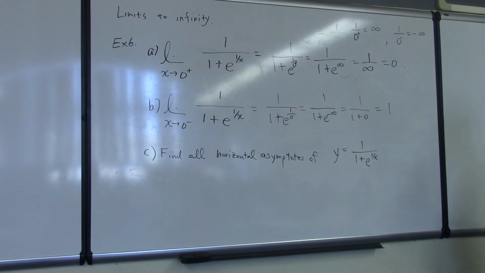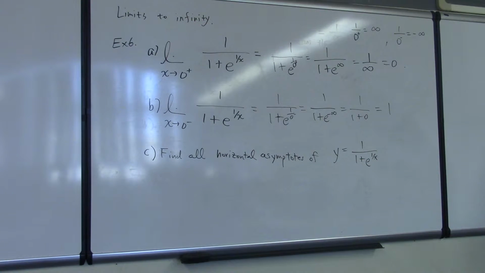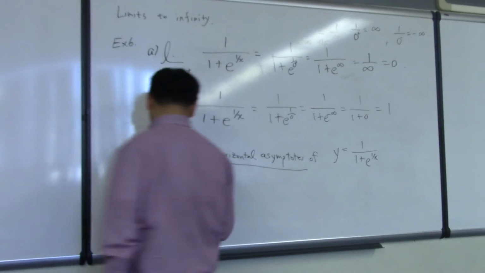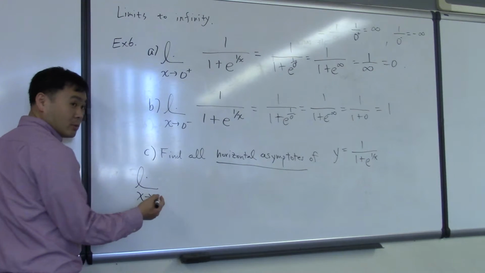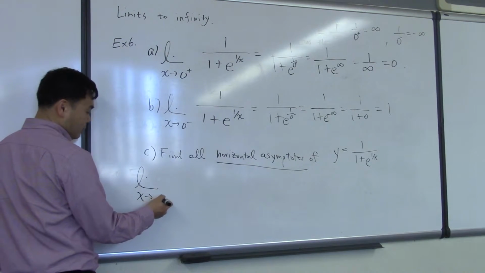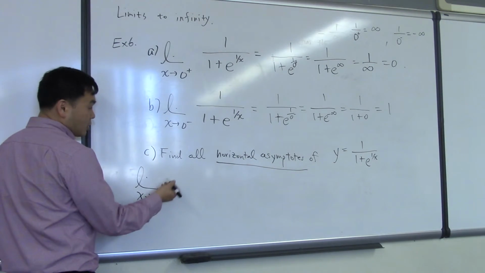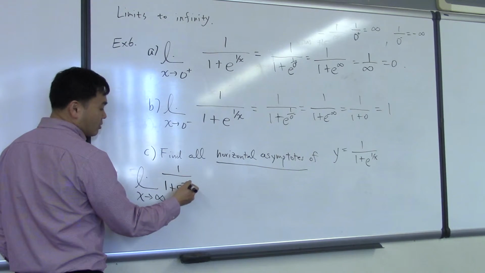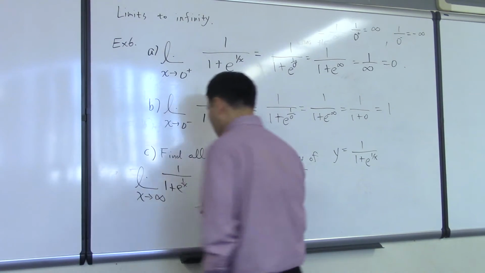Now find all horizontal asymptotes of y equals 1 over 1 plus e to the 1 over x. What determines the horizontal asymptote again? The limit as x goes to infinity, and also the limit as x goes to negative infinity. The value of this limit determines the horizontal asymptote. If none of these limits exist, then the horizontal asymptote doesn't exist at all.